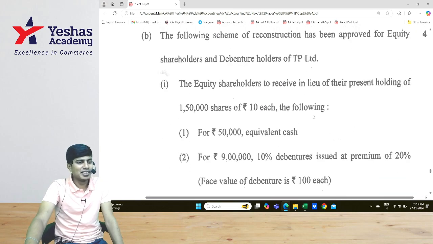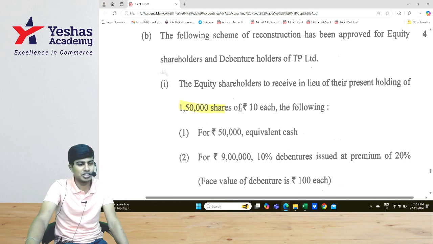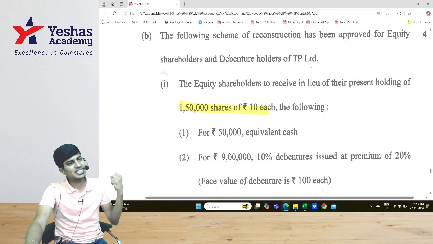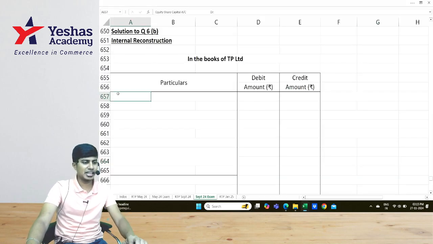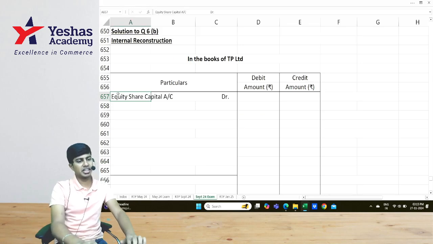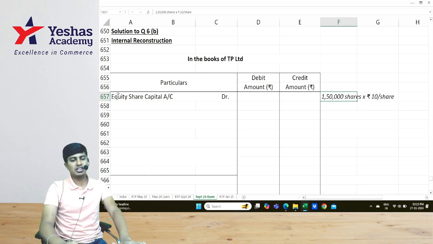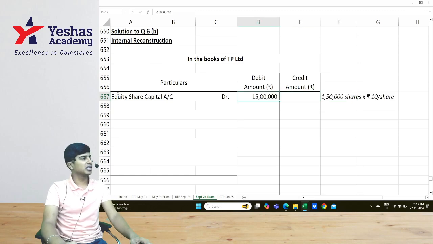See the first one. Equity shareholders to receive in lieu of their present holdings of 1,50,000 shares of rupees 10 each. We are snatching those 1,50,000 shares of 10, and against that we are giving them something else. So share capital will decrease to this extent. Debit equity share capital account, 1,50,000 shares of rupees 10 each, 15 lakh.